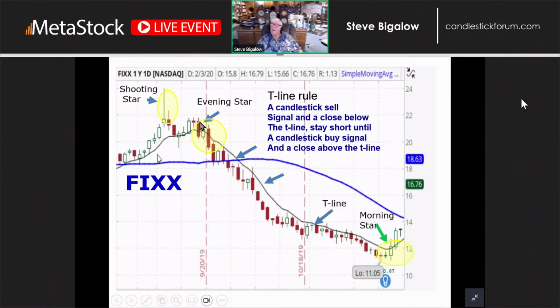Same scenario on the downside. If you see a candlestick sell signal and a close below the T-line, no matter how much it waffles on the way down, as long as they can't close above the T-line, you just stay short until you see that buy signal and close back up above the T-line.